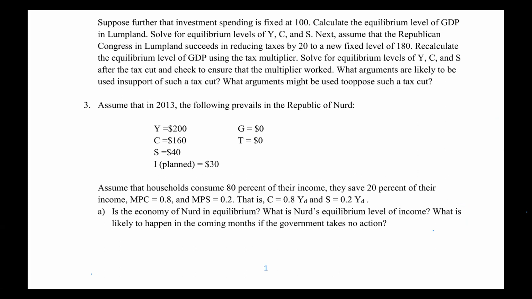The question says, assume 2013, the following prevails in the Republic of that. Assume the households consume 80% of their income and save 20%. That is C is equal to that, and S is equal to that. Is the economy in equilibrium? So when you say that, we need to check if Y is equal to C plus I plus G.